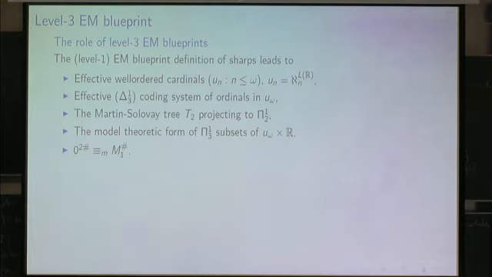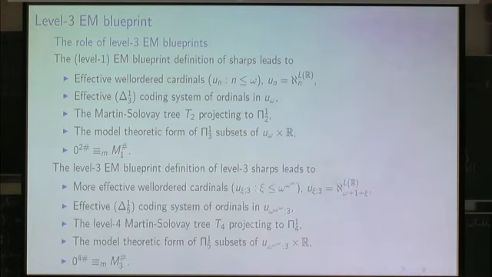So the point of defining the level 3 EM blueprints is that, just as the level 1 EM blueprints are useful, they lead to effectively well-ordered cardinals and an effective coding system of ordinals in U_omega and the Martin-Solovay tree, and eventually the descriptive set theoretic representation of the mouse M1 sharp. Similarly, we will have more effectively well-ordered cardinals of order type omega to the omega to the omega.